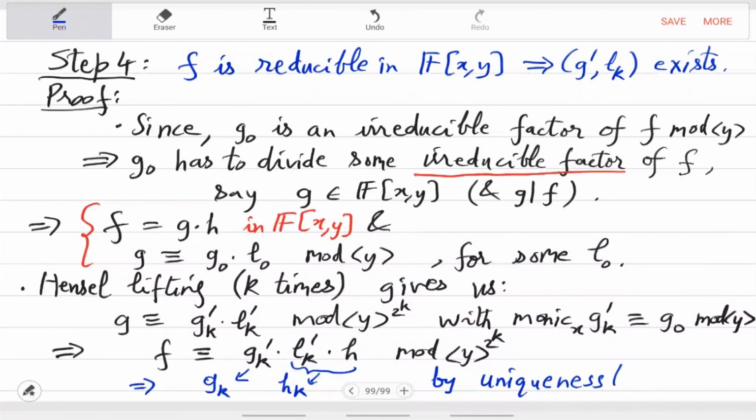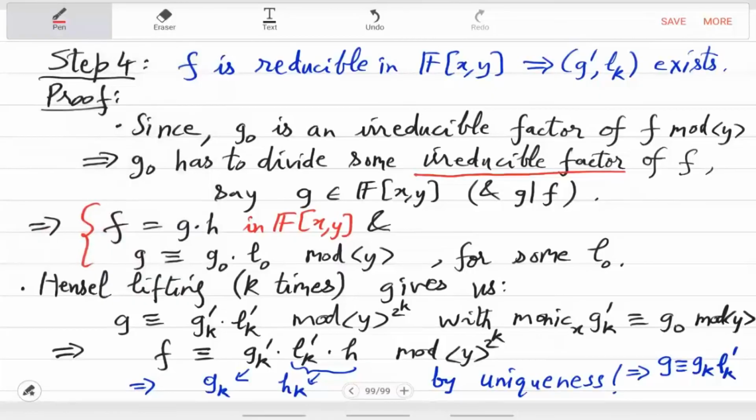So that means what? So that means G is GK times LK prime mod y to the 2 raised to k, which gives you what? That the linear system is feasible. So there is a multiple of GK which satisfies all the degree constraints that you put in the linear system, right? Namely G comma LK prime. That's a feasible solution.